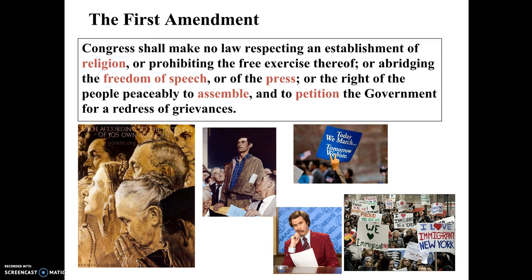So the First Amendment is the amendment that protects your freedom of belief and your freedom of expression. In other words, your freedom to think and feel what you want to feel in terms of your beliefs and your ability to express opinions and ideas. So we've got the freedom of religion, freedom of speech, freedom of press, freedom of assembly, and freedom of petition.